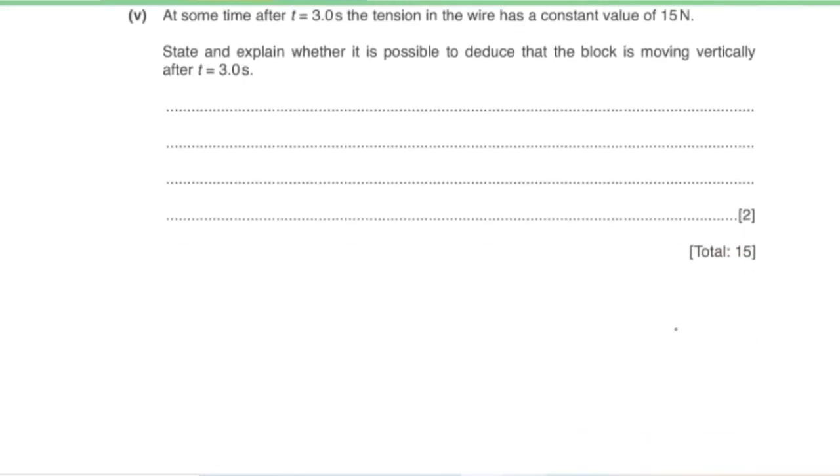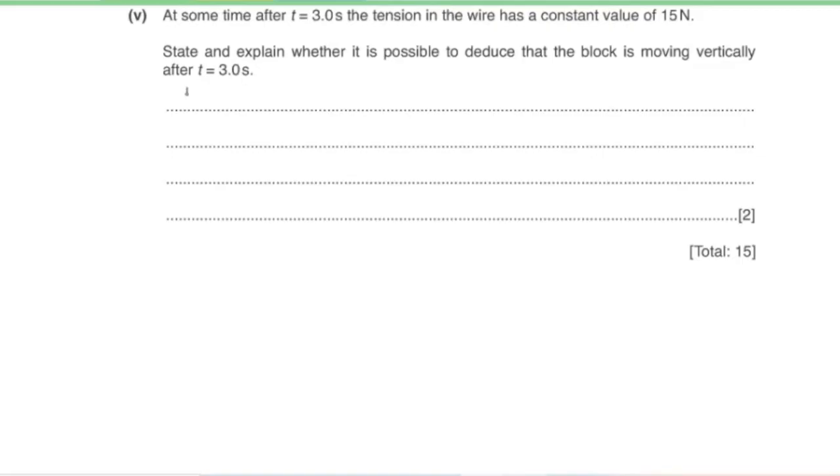Part 5, at some time after t = 3 seconds, the tension in the wire has a constant value of 15 newtons. State and explain whether it is possible to deduce that the block is moving vertically after t = 3 seconds. Okay, so after t = 3 seconds, tension and weight would be equal, and they are acting in opposite directions. So the block starts to move with a constant velocity or comes to a rest position, and it gets into an equilibrium state.